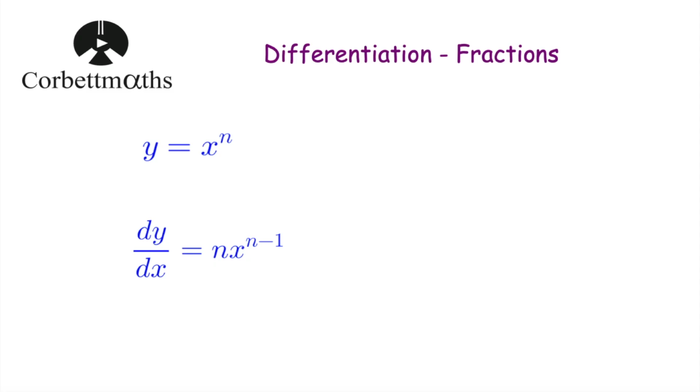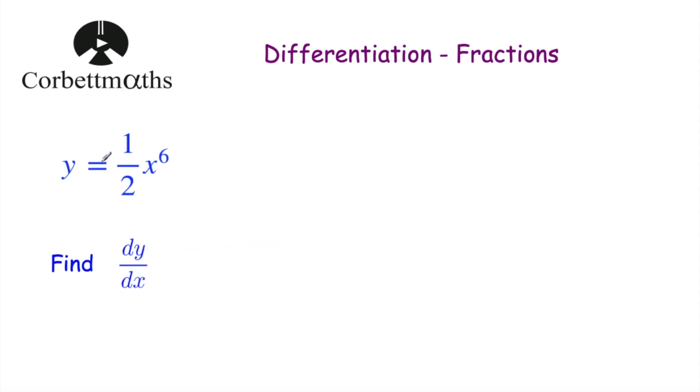Okay, let's have a look at our first example. So our first question, we've got that y is equal to half x to the power of 6. And we've been asked to find dy by dx, so we want to differentiate this. So we've got y is equal to a half x to the power of 6, or a half multiplied by x to the power of 6.